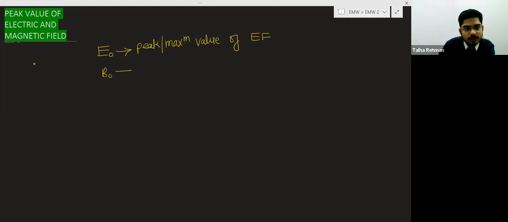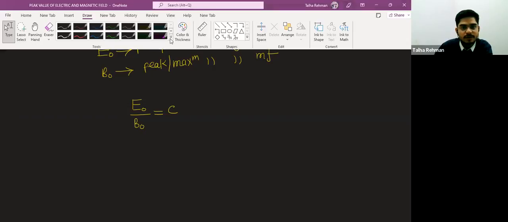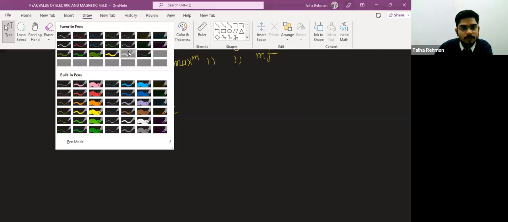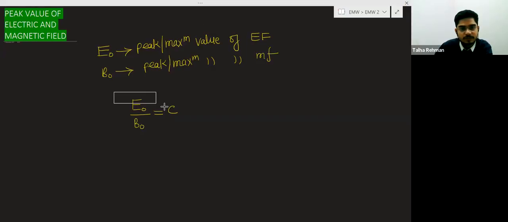What is B naught? B naught is the peak value or maximum value of magnetic field. There is a relation between the peak value of the electric field and the peak value of the magnetic field. This is given by the ratio of peak value of the electric field to the peak value of the magnetic field is equal to the speed of light in vacuum. This is the relation between the peak value of the electric field and the magnetic field.